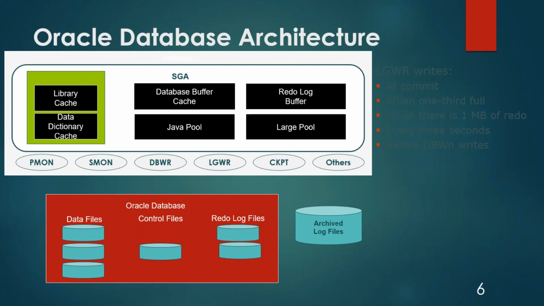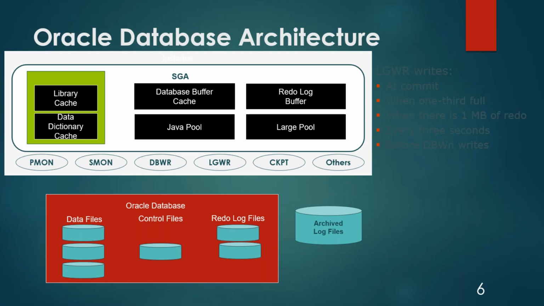So Oracle database architecture is divided into two parts, SGA and Oracle database files. SGA again is divided into two parts, memory components and background processes. Memory components include your library cache, data dictionary cache, database buffer cache, Java pool, redo log buffer, large pool, etc. These are a few of the memory components you have, along with a lot of others. Then you have background processes such as pmon, smon, database writer, log writer, checkpoint, and a lot of other background processes as well.